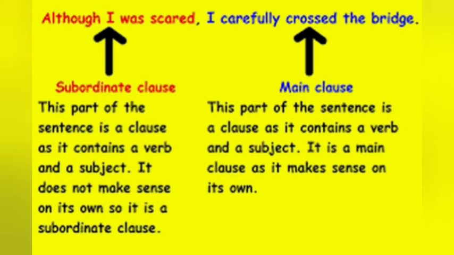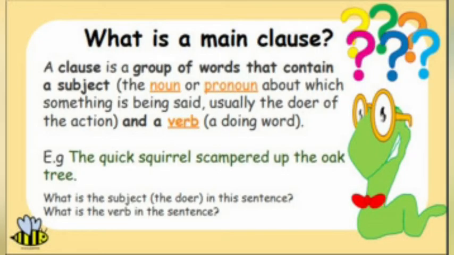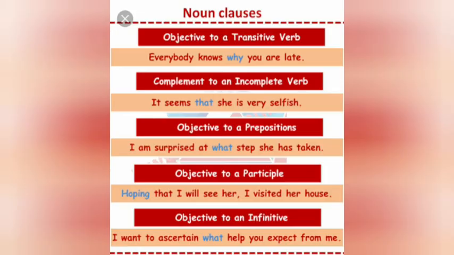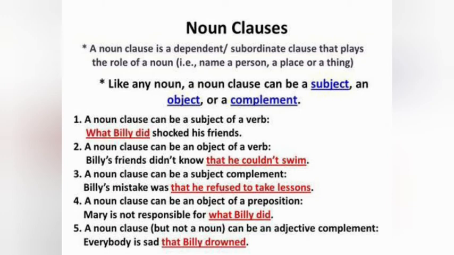One more example we can take. Give him what he wants. In this sentence, where is the noun clause? What he wants is the noun clause here. Second comes adjective clauses. A subordinate clause that acts as an adjective in a sentence is called an adjective clause. It is also known as relative clause.